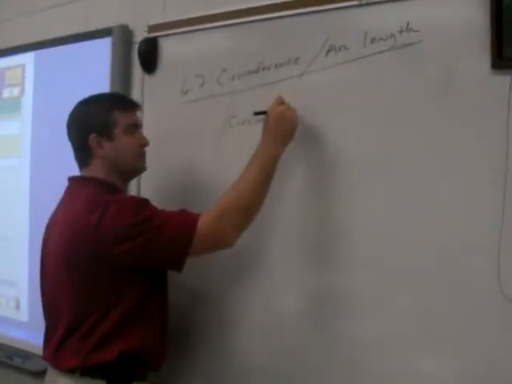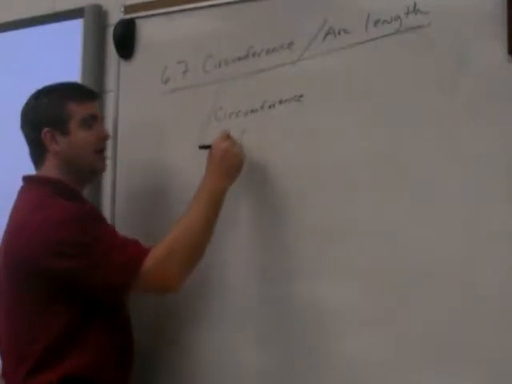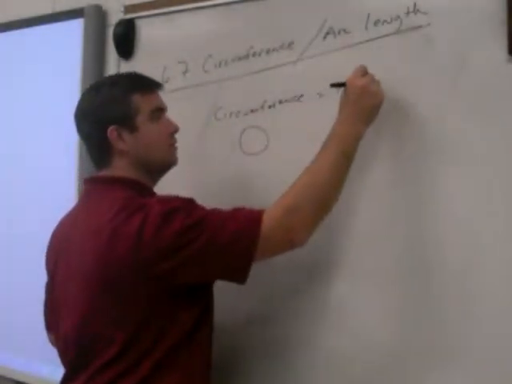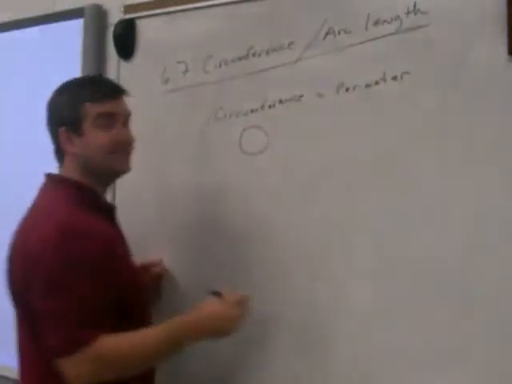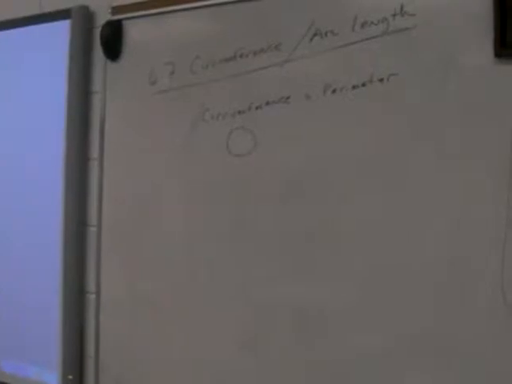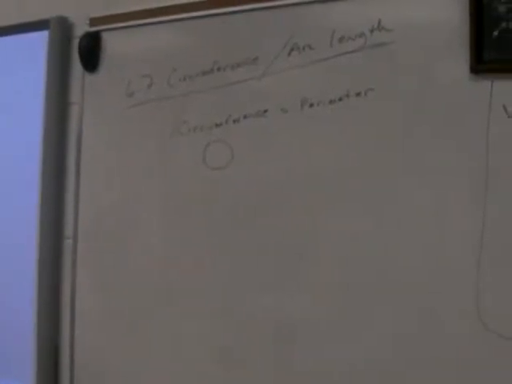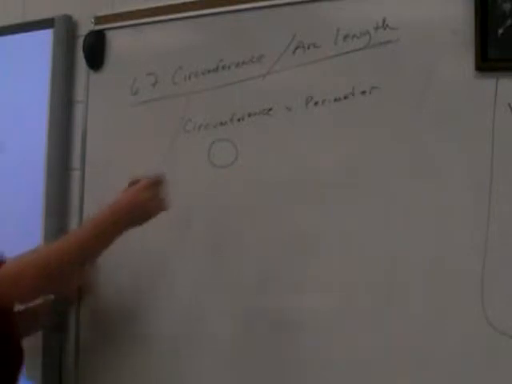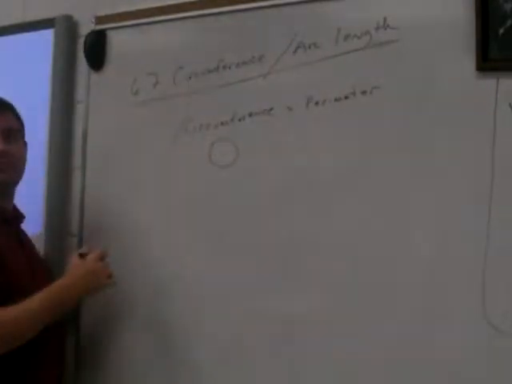Make sure that everybody understands circumference is the perimeter of a circle. Some people have trouble, they think circumference is different than perimeter. Circumference is different than perimeter because it's a circle, but the concept is the same. It is the perimeter of the circle. If you were an ant and you walked the perimeter of that circle, that would be the measurement.